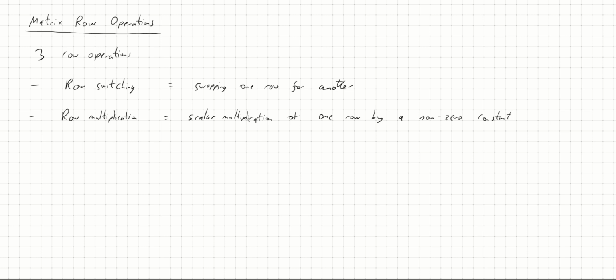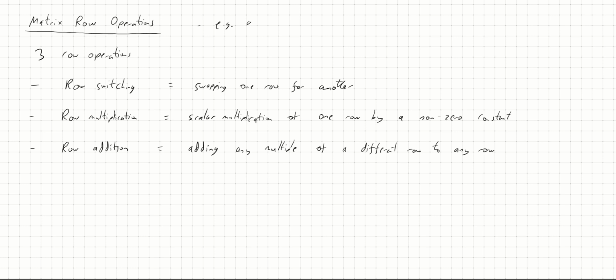Okay. And we're also allowed to do row addition, and that is adding or subtracting, it's the same thing really, just with an additive number. So adding any multiple of a different row to any row. Okay, so there are three allowable row operations.